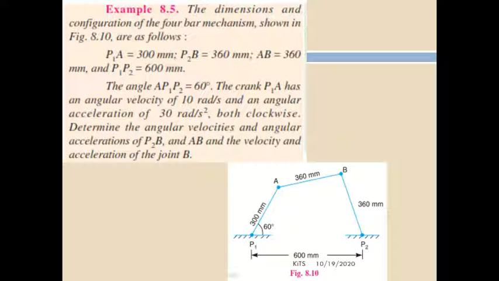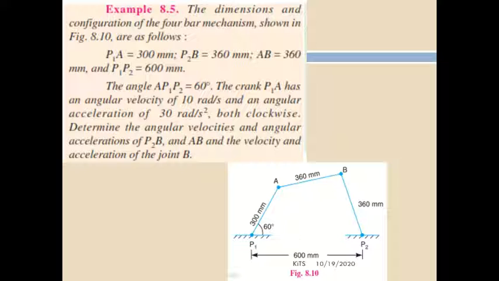In this method, first of all we have to draw the velocity diagram, and then from the velocity diagram we have to find out certain values. Using those values we are going to draw the acceleration diagram. To draw that velocity diagram we are going to use the relative velocity method. Okay, let us read the question first.